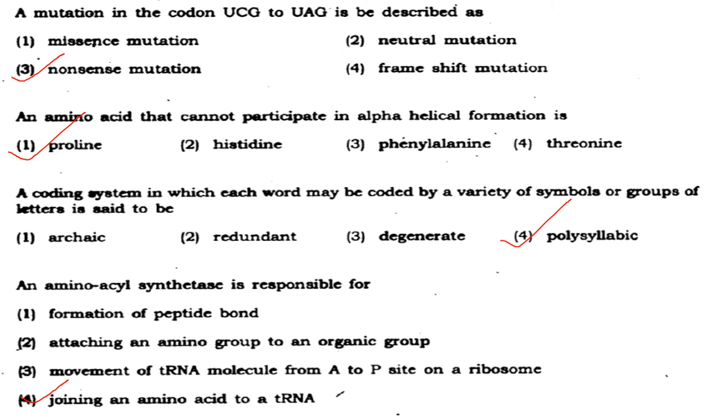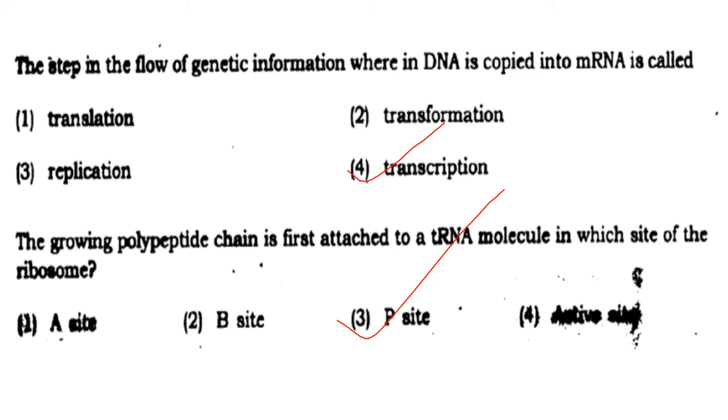An aminoacyl synthetase is responsible for option 1, formation of peptide bond; 2, attaching an amino group to an organic group; 3, movement of tRNA molecule from A to P site on a ribosome; 4, joining an amino acid to a tRNA. Answer is option 4, joining an amino acid to a tRNA. Next one. The step in the flow of genetic information wherein DNA is copied into mRNA is called option 1, translation; 2, transformation; 3, replication; 4, transcription. Answer is option 4, transcription.